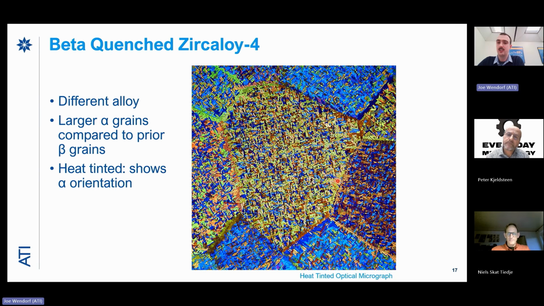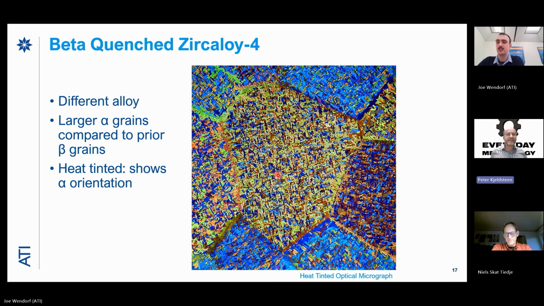And you can see a colony here on the prior beta grain boundary as well. And yeah, so the color here is basically related to the oxide film thickness. It's like a thin film interference effect. And so different orientations will oxidize at different rates. And so this shows you those different alpha orientations. You don't see every color.